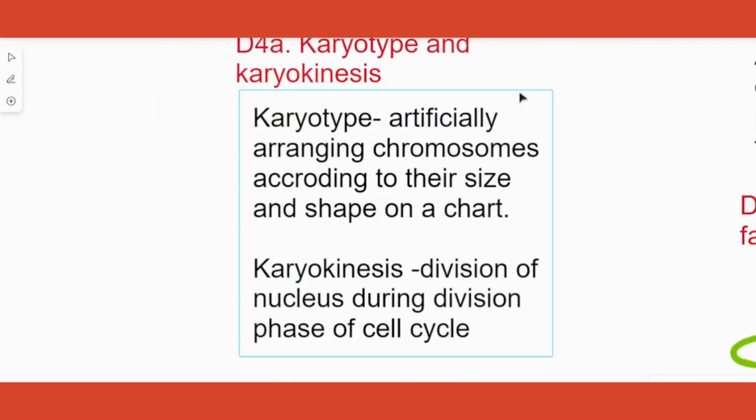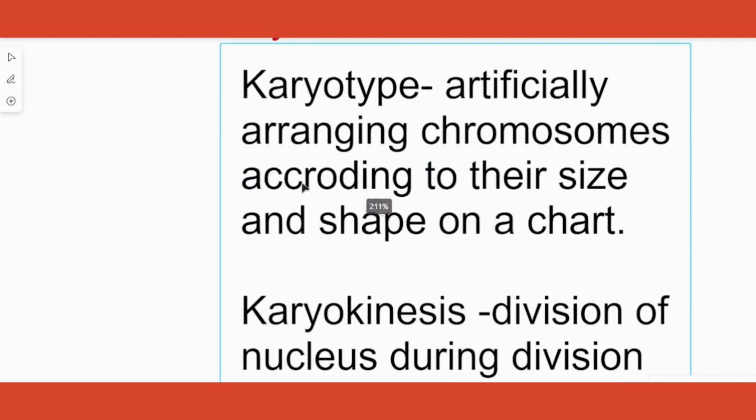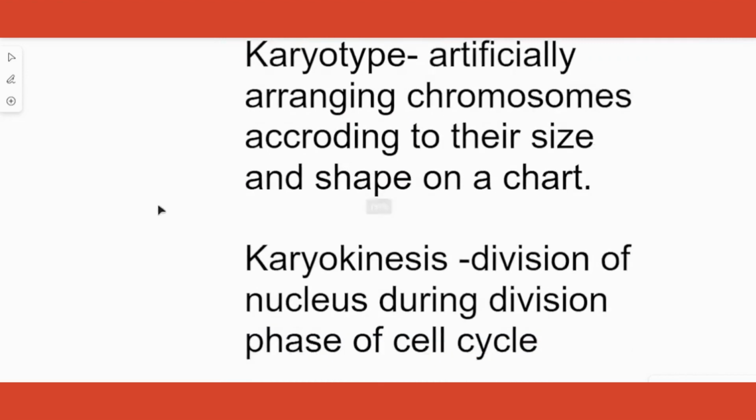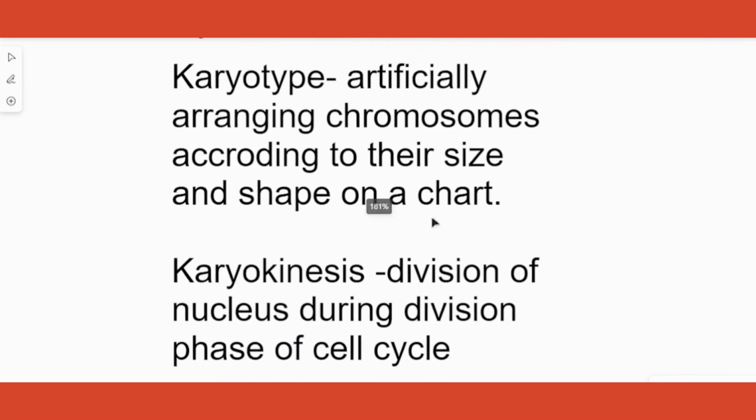Karyotype is a process of artificially arranging chromosomes according to their size and shape on a chart. For what purpose? To understand which chromosome lies where. For so many genome projects, for all those purposes, the karyotyping process is done.